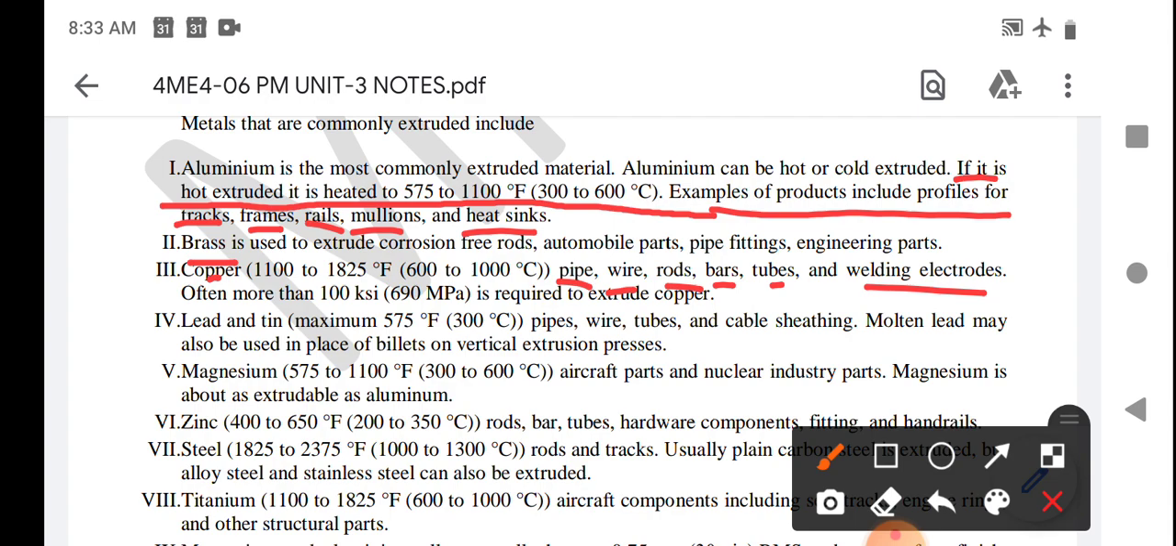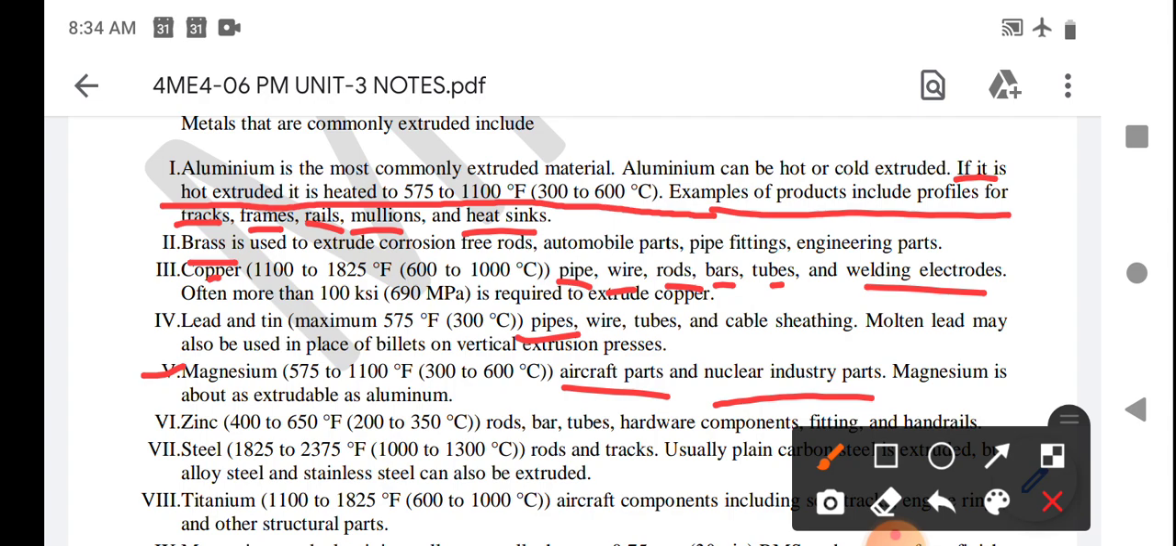The lead and tin: pipes, wires, tubes and cable sheeting. Molten lead may be used in place of billet in vertical extrusion process. Magnesium: 575 to 1100 degree Fahrenheit or 300 to 600 degree centigrade; aircraft parts and nuclear industry parts. It is very important. Magnesium is about as extrudable as aluminium.